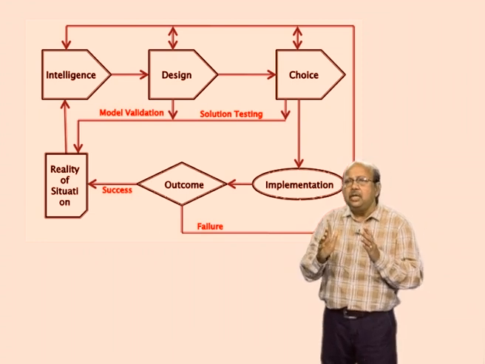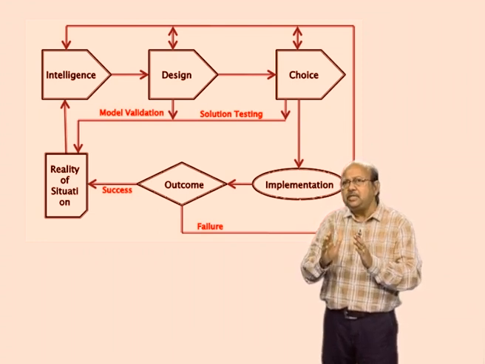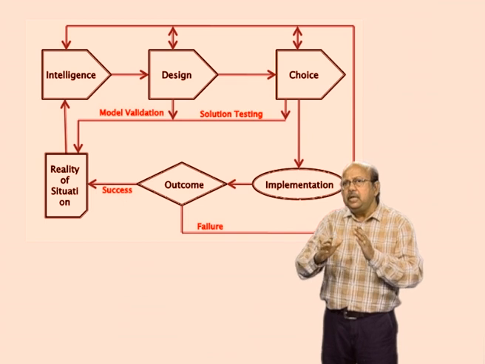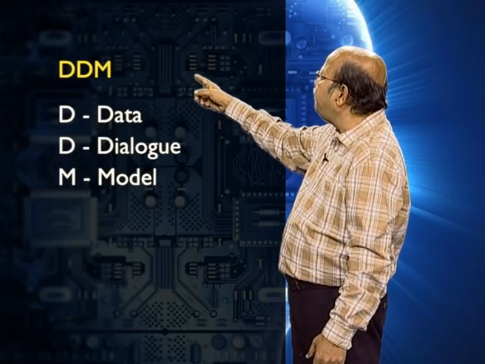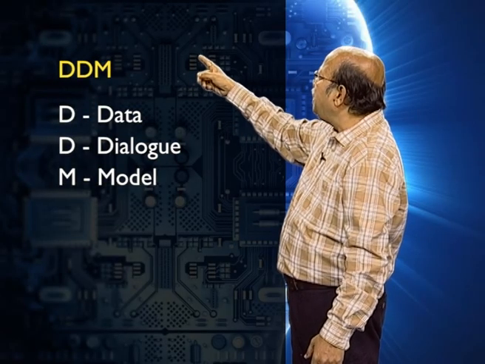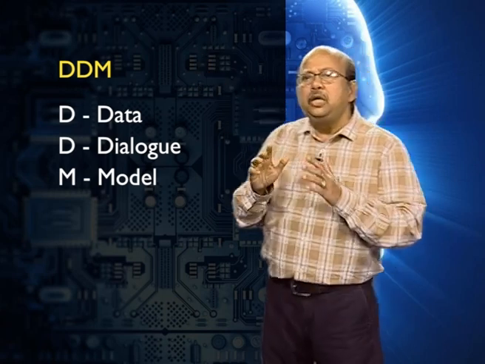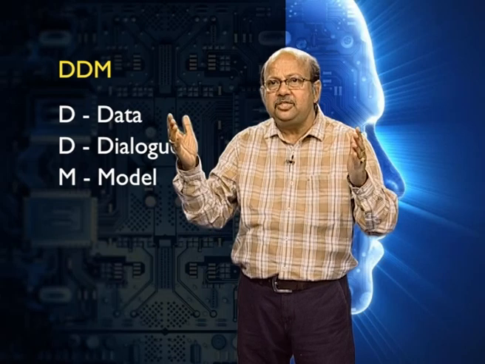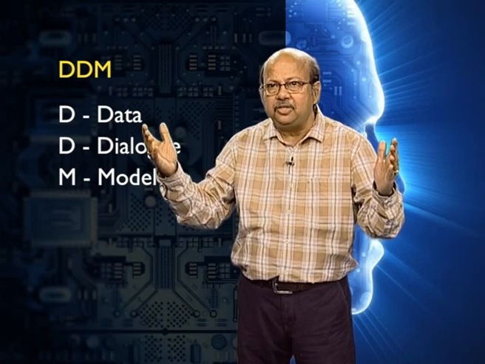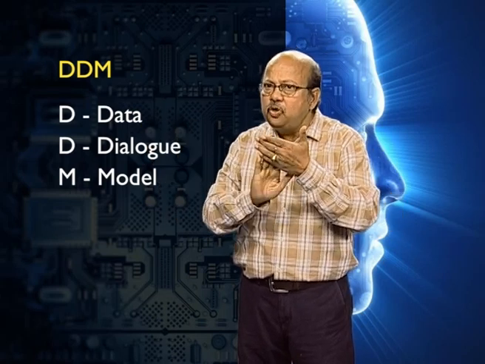Here, in the decision making process, managers take support from decision support systems in all the phases. Now, let us understand what the components of a decision support system are. D for data, D for dialogue, M for model. Data, database; model, model base; dialogue, dialogue management system. So, these are the three components.